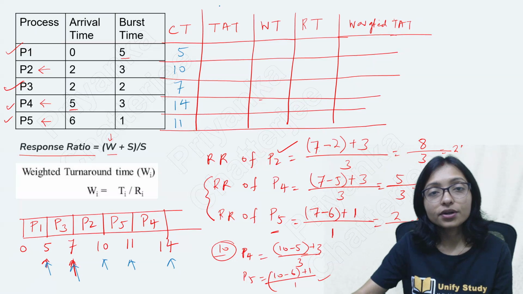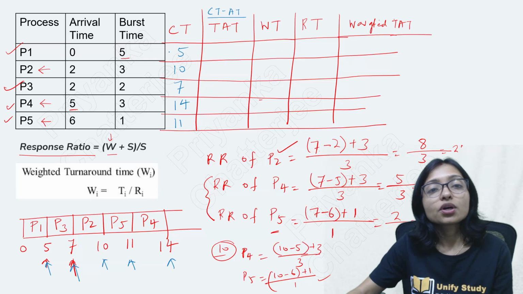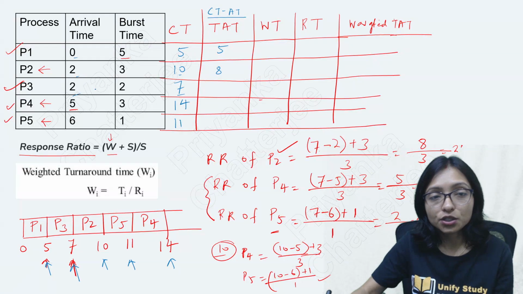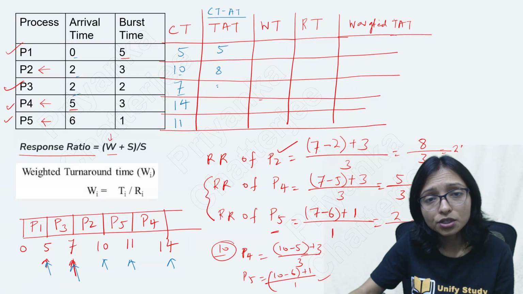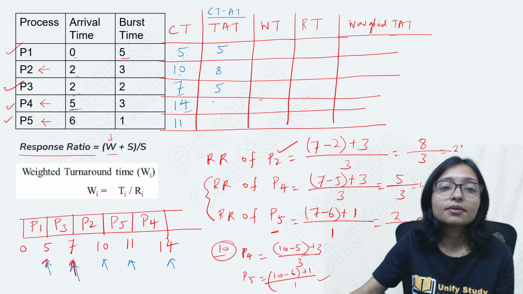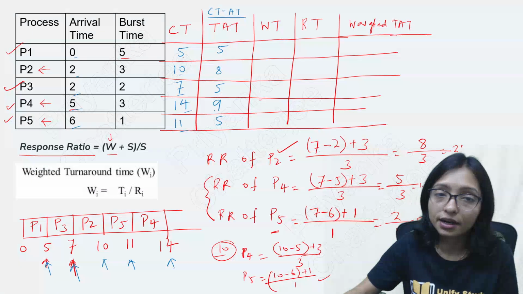What is turnaround time? Turnaround time means completion time minus arrival time. So completion time is 5 minus 0, that means 5. 10 minus 2, that means 8. 7 minus 2 means 5. 14 minus 5, that means 9. 11 minus 6, that means 5. So you got the turnaround time.